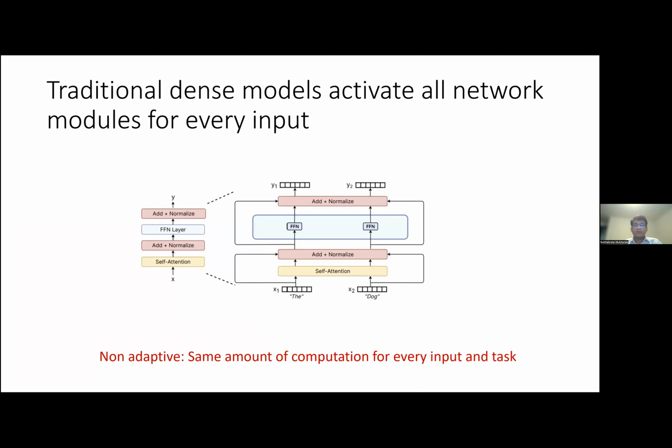So we are interested in incorporating many of these principles into designing efficient neural networks. In traditional dense models, this is a diagram of a traditional transformer, and you would be quite familiar with this. In traditional transformers, the entire network is activated for every input. This computation is typically said to be non-adaptive, in the sense that we use the same amount of computation for every input and task.